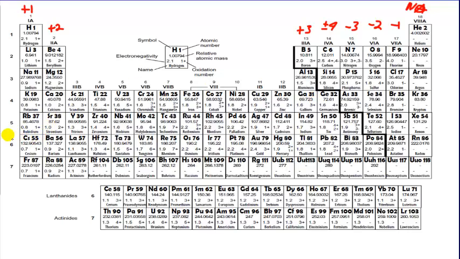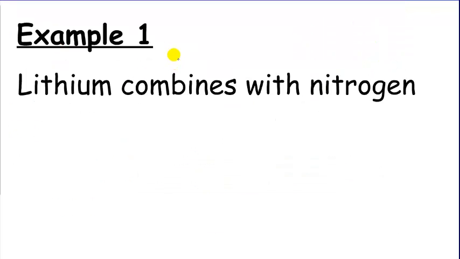And I think I have an actual example coming up here that deals with carbon. So the first example here is lithium, and it combines with nitrogen. The first thing that I will do is write down the atomic symbol for lithium and the atomic symbol for nitrogen. I'm going to write in the charge for lithium. It's +1. The charge for nitrogen is -3.